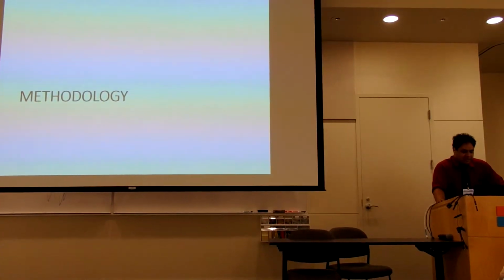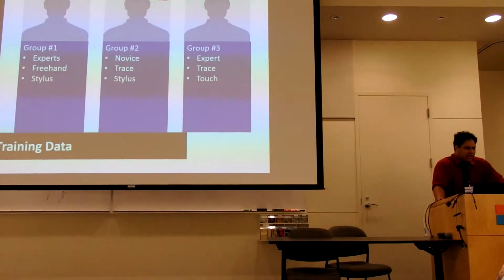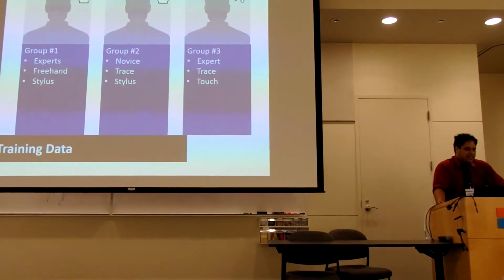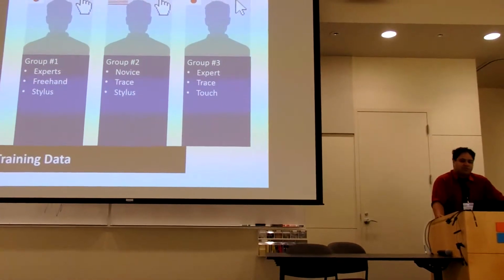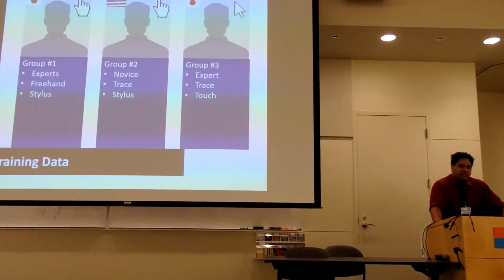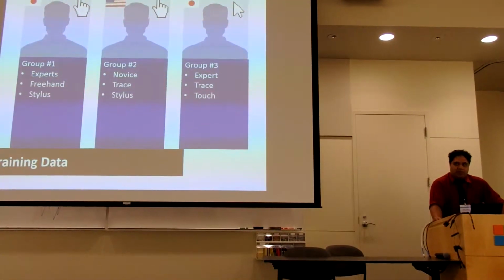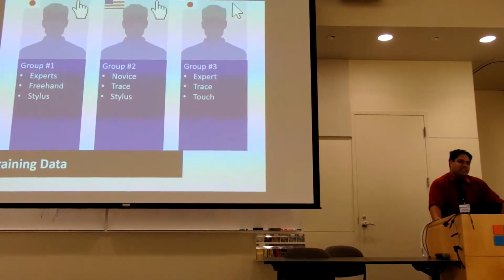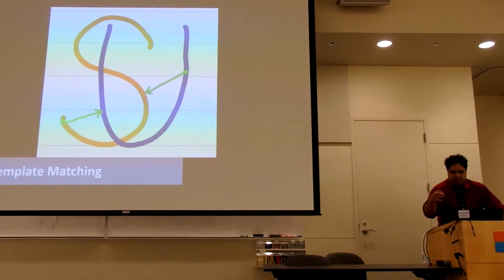So the methodology we use in this work, I'll go through really quick, is that we got training data from 3 different types of users: experts, freehand stylists, novice trace stylists, and expert trace touch. We feel that good training data will help give a good model, but you don't want too much data because then it slows down the system. So this is how we get sort of a good model.